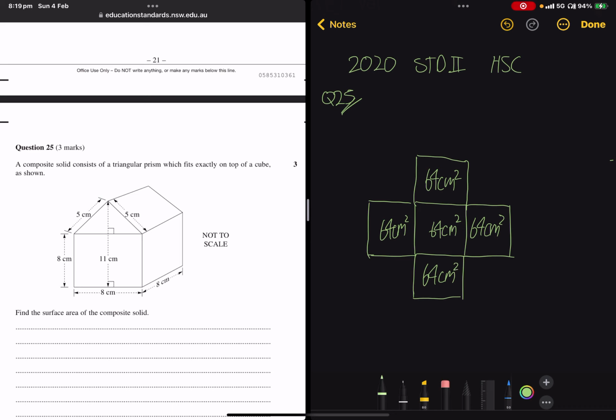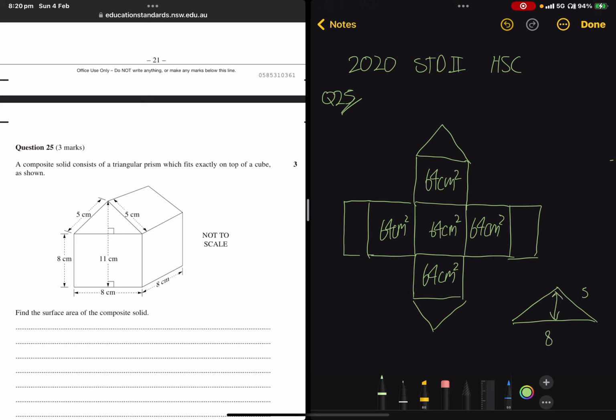Now it gets a little more complicated. The front has a triangle like this. The back has a triangle. The sides don't have triangles though. They now have rectangles. So the rectangles are the flat roof panels and the triangles are the triangular front and the triangular rear. Now the triangles here are a little bit tricky. We're told they sort of look like this. This is 8 and this is 5.